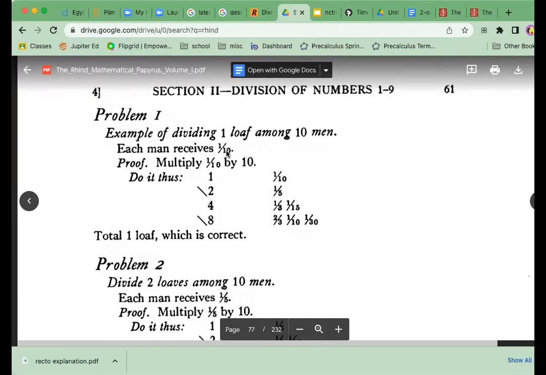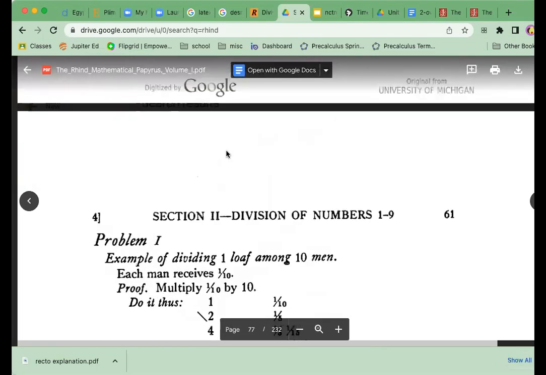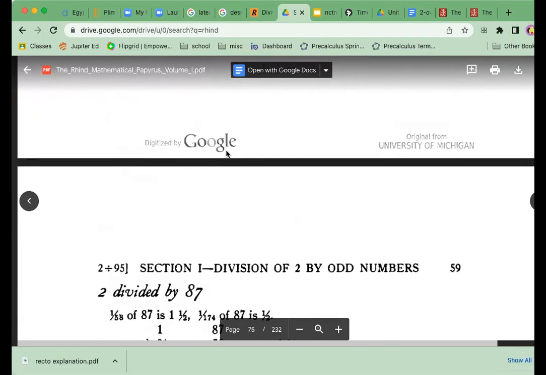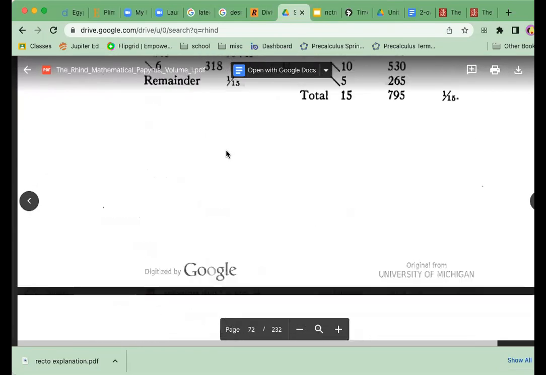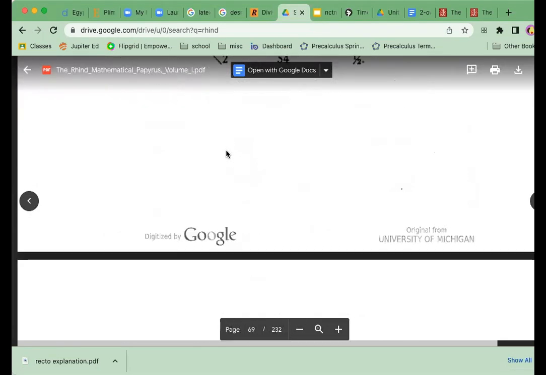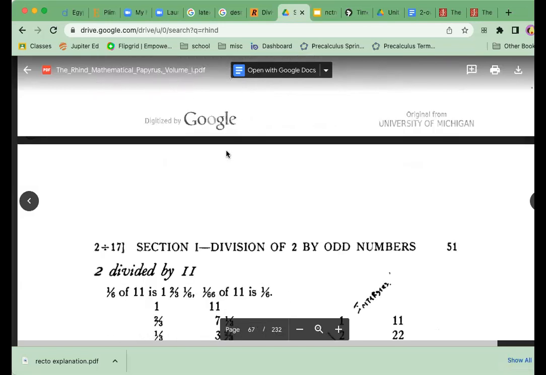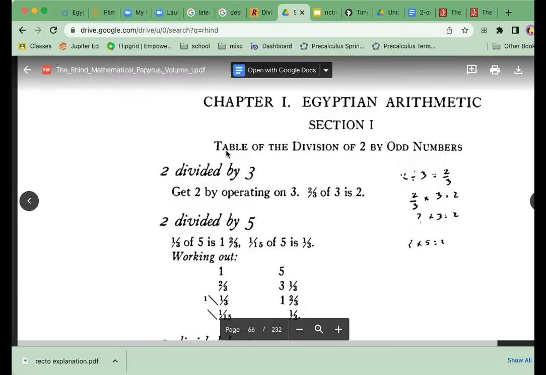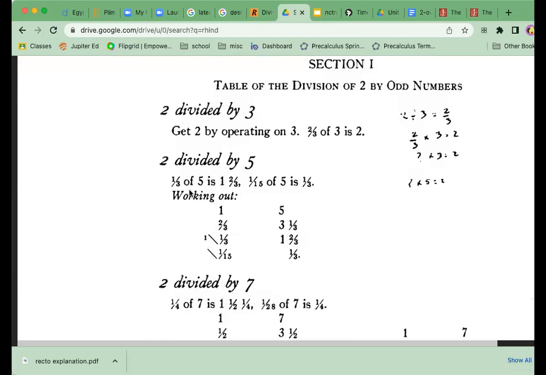So here are the loaves of bread problems. And here are the 2 divided by questions. Let me just look at the 2 divided by 5 one. See that? 1/3 of 5 is 1 2/3. 1/15 of 5 is 1/3. So they actually give a little explanation of what their thinking was.